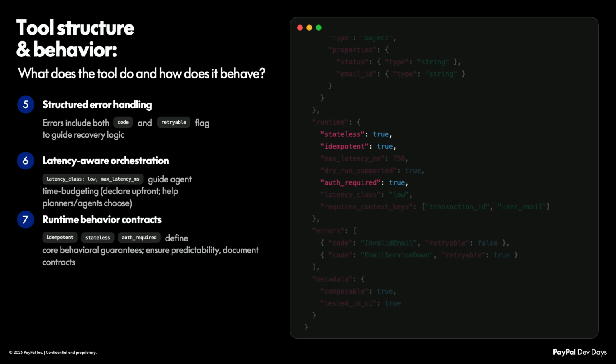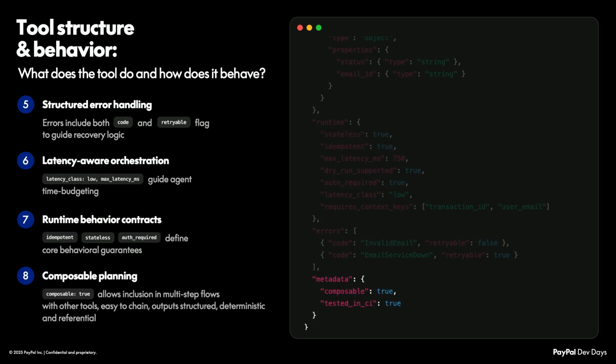There's also the runtime behavior contract. So here, what are the core behavioral guidelines? So you can have predictability, and you could have very concrete documentation associated with that. So here, for example, this is a stateless runtime, and then the idempotency is also true, and then it requires authorization there.